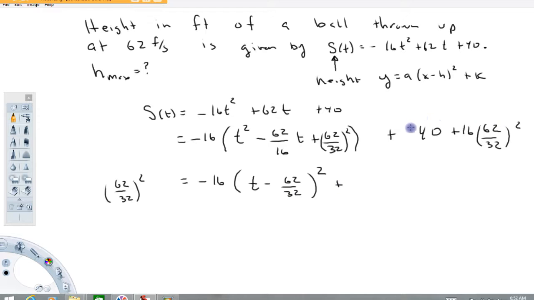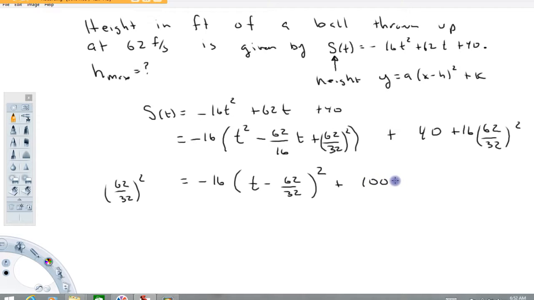Plus, now let's deal with this. I'm just going to get a value here. My calculator's in decimal mode. It gave me 1601 over 16. That's about 100, so I'll just put plus 100.